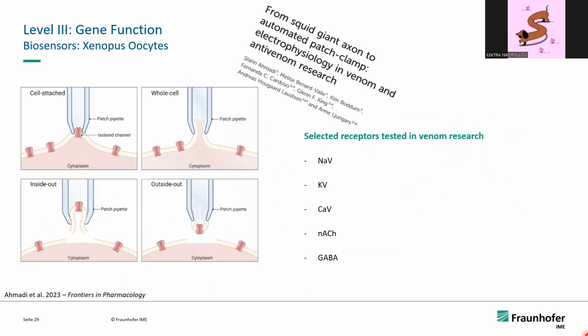Different technologies emerged to do patch clamp with Xenopus oocytes. We have cell-attached, whole cell, outside-out, and inside-out protocols, and all these different patch clamp technologies have been used to study a wide range of neuronal receptors, including sodium channels, potassium, calcium, acetylcholine, and also GABA channels. And if you want to learn more about that, there is a very recent, brilliant review on that whole thing published very recently.